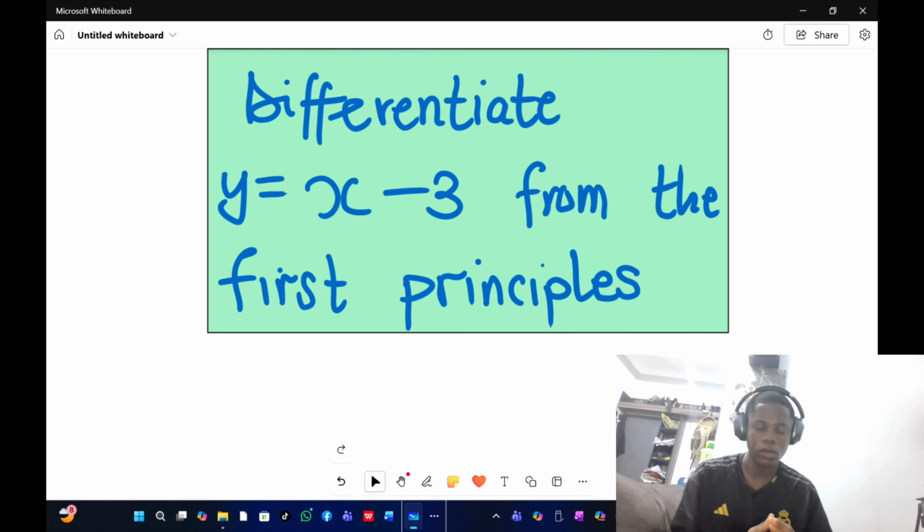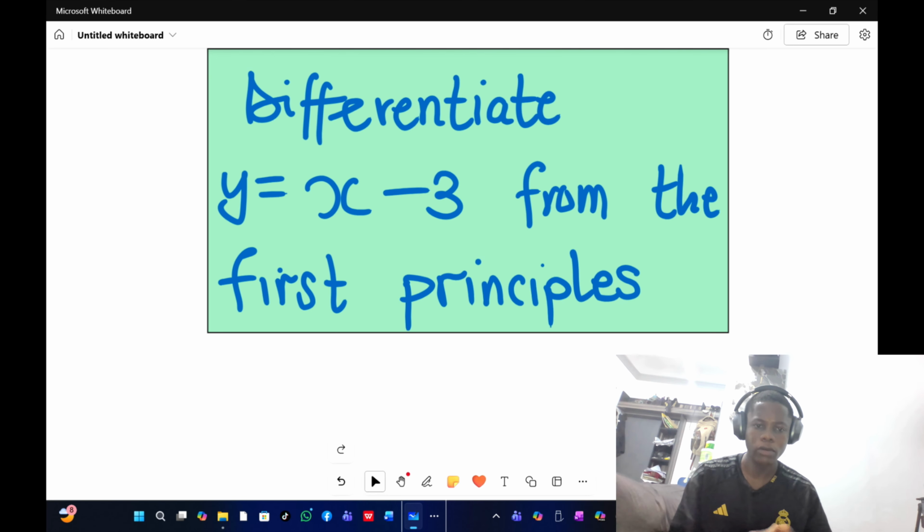We have a question here, and we are to differentiate y is equal to x minus 3 from the first principles. So it means we are to determine the derivative of the given function, but we are to use a particular approach or a particular method, which is the first principles.